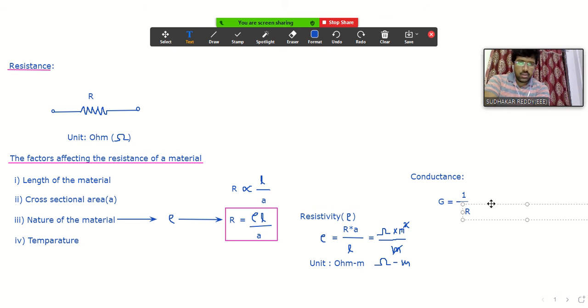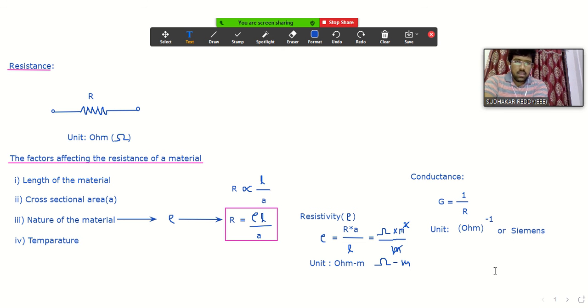So now can you guess the units for this conductance? Yes or no? What is the unit for the resistance? Ohm, right? So the unit of the reciprocal of resistance is 1 by ohm. That is ohm inverse, or it is also known as Siemens. So when it comes to the conductance, the units are either ohm inverse or Siemens.